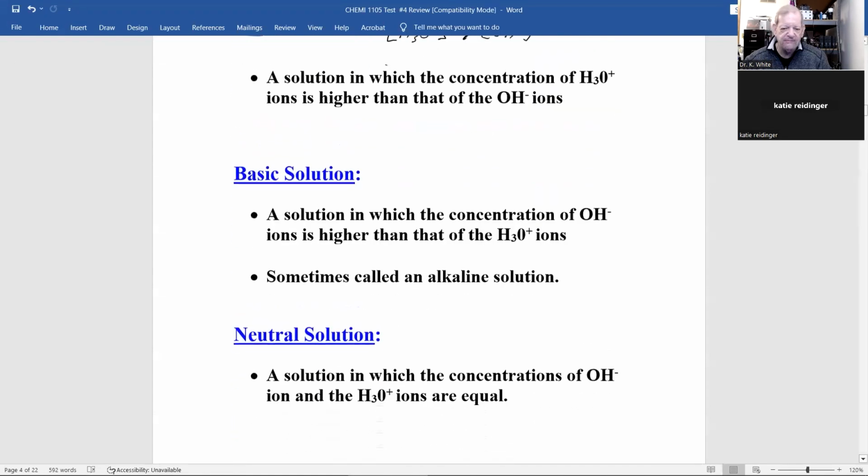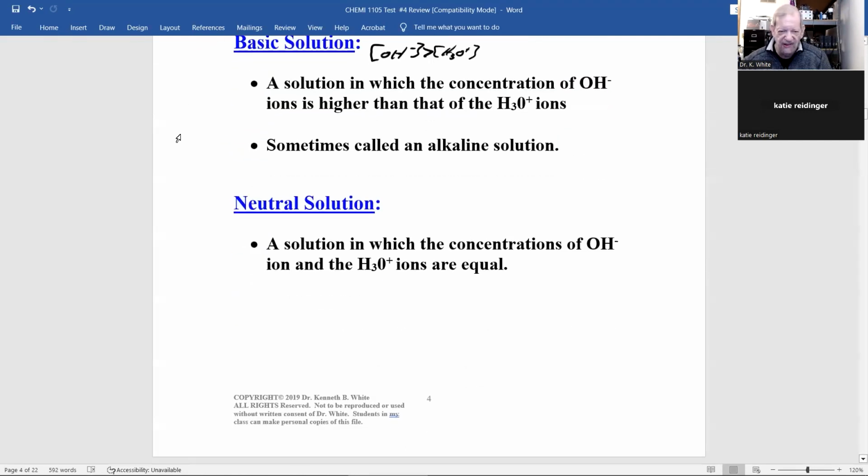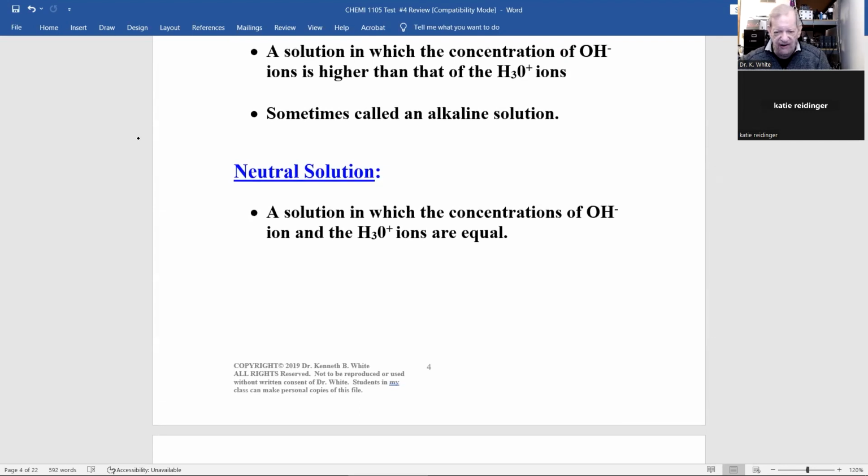And you should know this. Next, the basic solution: the hydroxide, OH minus, concentration is greater than the hydronium, just the opposite. Sometimes it's called an alkaline solution. Alkaline batteries have a basic solution inside. They used to be acidic, and some batteries still are. And finally, a neutral solution: the hydronium ion concentration is equal to the hydroxide concentration.